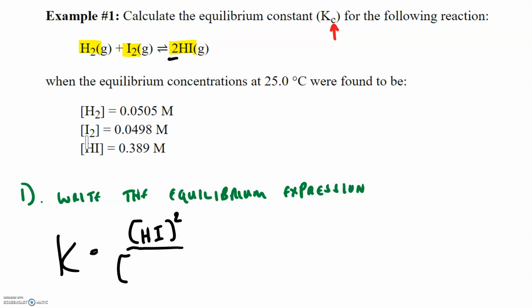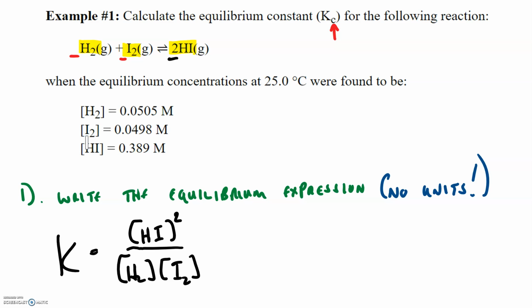On the bottom, we have hydrogen gas and iodine gas, and they have a coefficient of 1. We know that because there's nothing there, so we're not going to use a coefficient. We're not going to raise these to any power. What we are going to do is write the equilibrium expression. And the cool part about equilibrium expressions is they're just a ratio, so we're not worried about units. So don't panic if the units get all weird. In a lot of cases, they cancel out, but it's just not something that we spend time on.